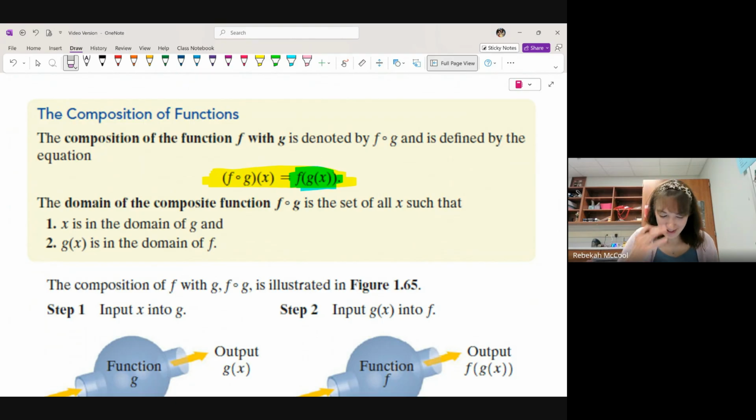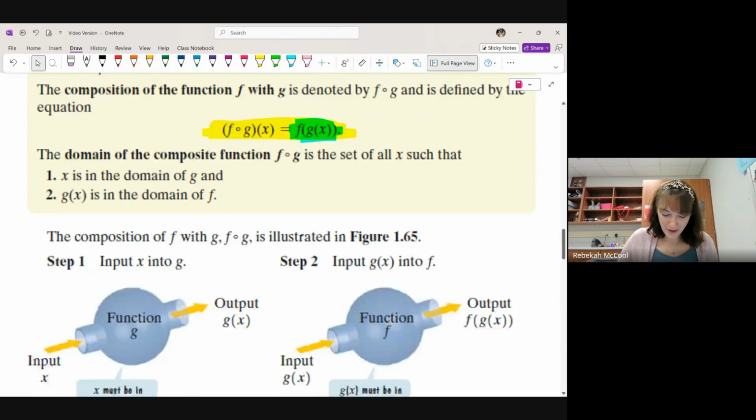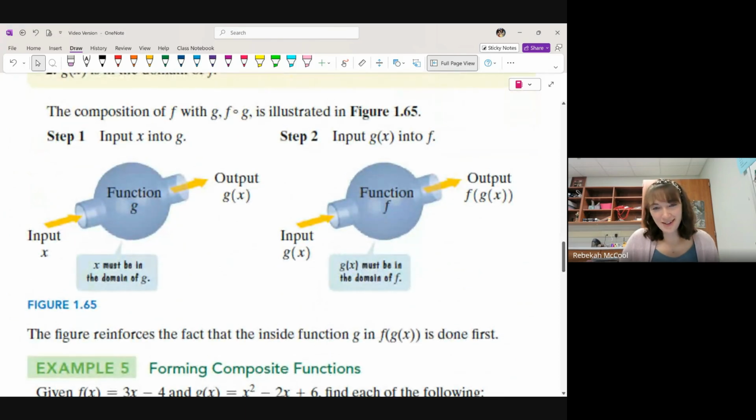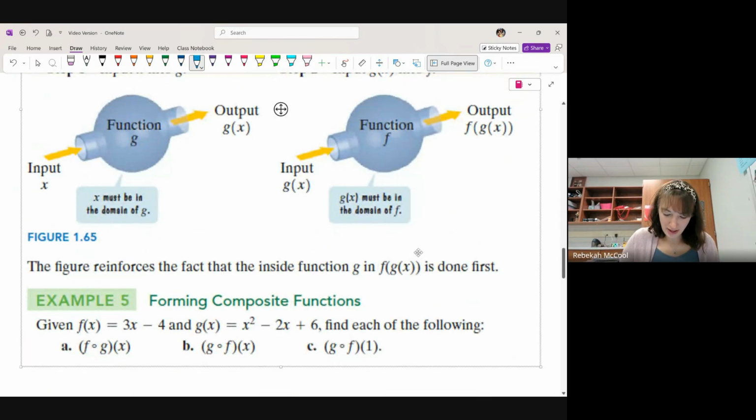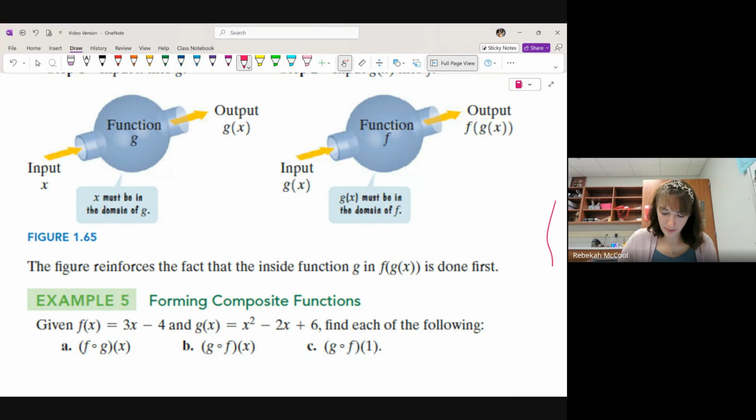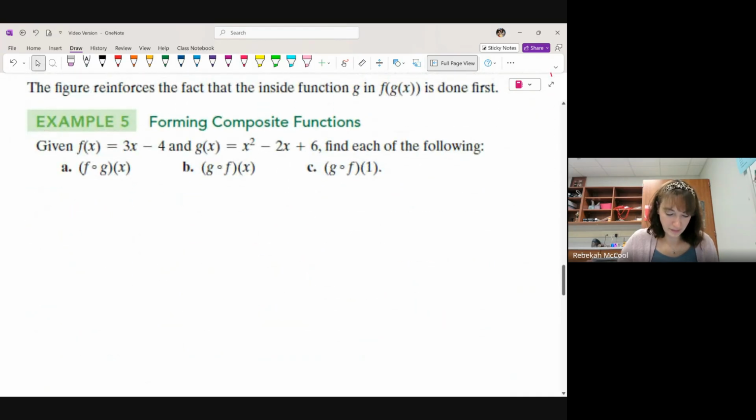Domain. The main thing is our inside function, we're going to check that one. We'll check something else later. We'll talk about it when we get there. So this is just going into this idea of putting one function inside of another function. g is inside of f of x. So when we do compositions, we're always working from the inside out when we're evaluating. So that's always the main thing I think about with compositions.